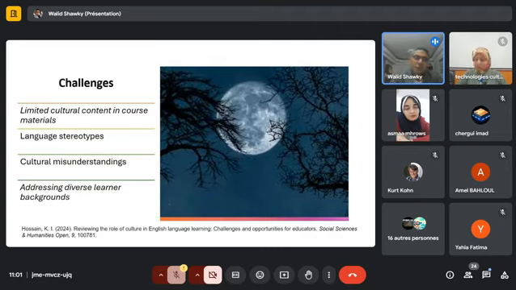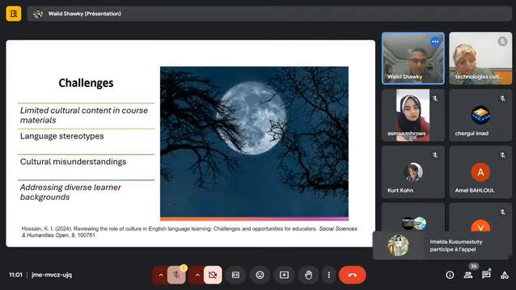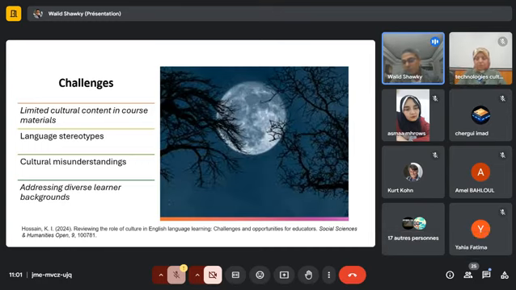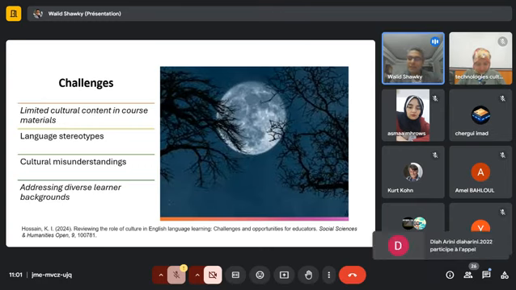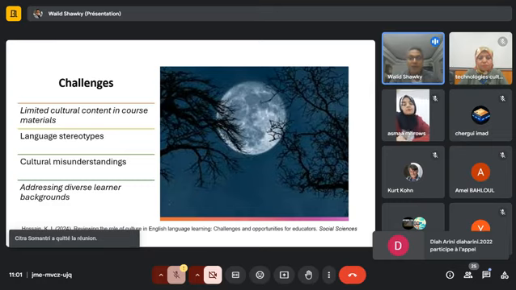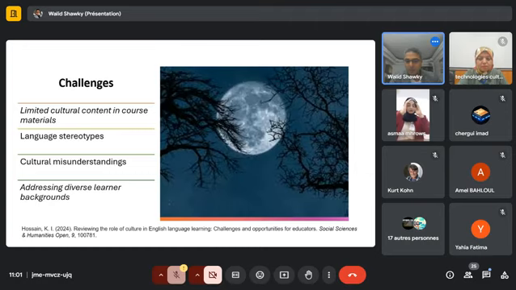So what are the challenges when we talk about cultural capsules? There are some, actually. First of all, the limited cultural content in the course materials. Most of the books that we use do not have enough cultural content. As we said, culture is an integral part of language learning. We cannot teach a language away from the culture that it came from. So we cannot teach Arabic, for example, without knowing about the Holy Quran, because most of the rules of Arabic came directly from the Holy Quran. So we have to understand this, and it's part of our religion.